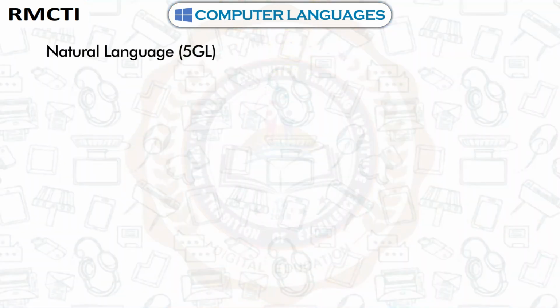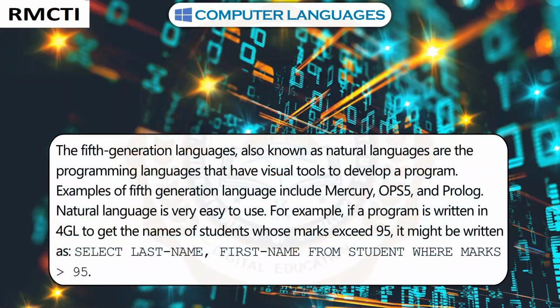Natural languages, 5GL. The fifth-generation languages, also known as natural languages, are programming languages that have visual tools to develop a program. Examples of fifth-generation languages include Mercury, OPS5, and Prolog. Natural language is very easy to use.